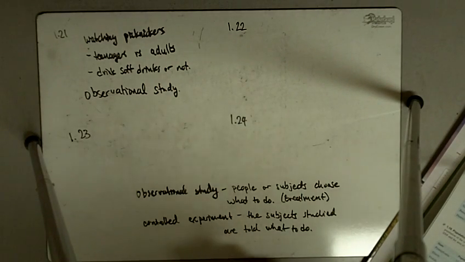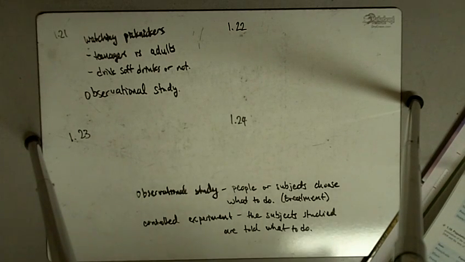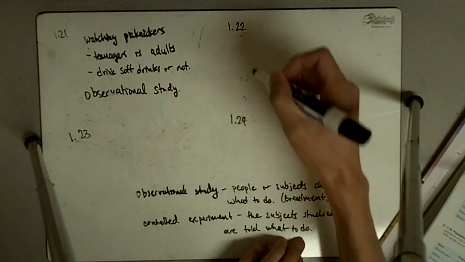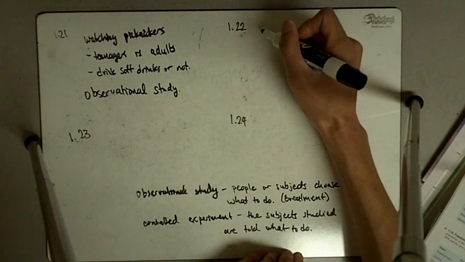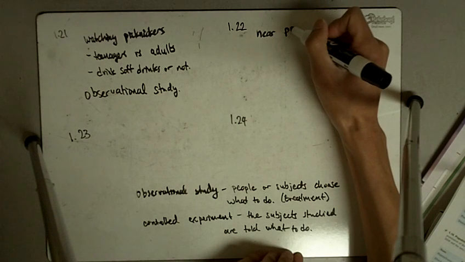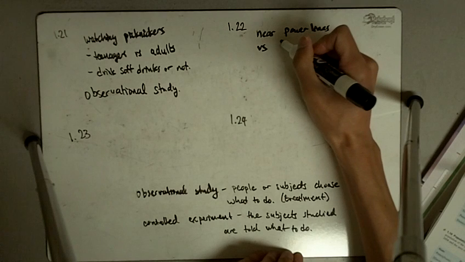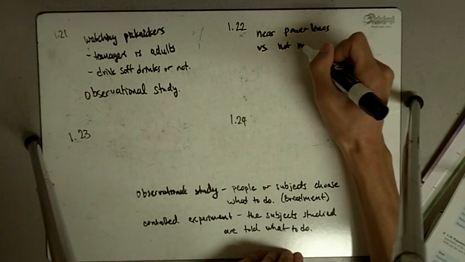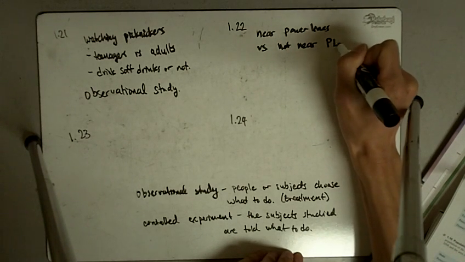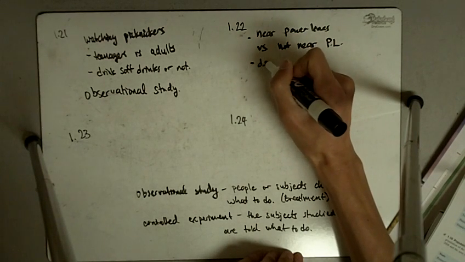The next one says, medical records of people who live near high power lines are compared with medical records of people who do not live near high power lines to see whether people living near high power lines are more likely to have cancer. Okay, so we are comparing people near power lines versus those not near power lines, and we want to see the development of cancer.